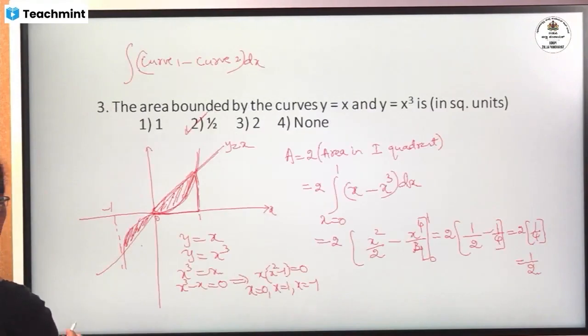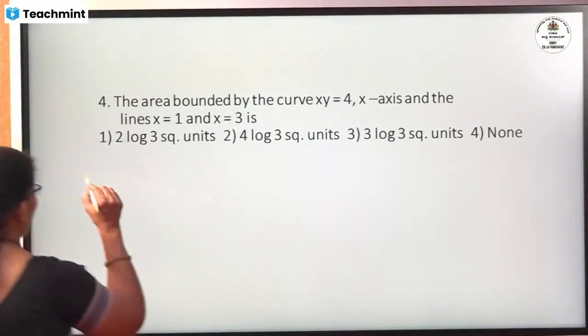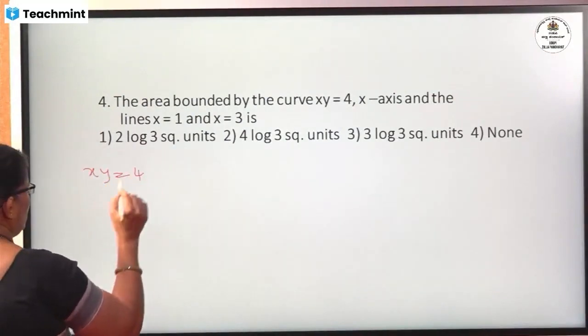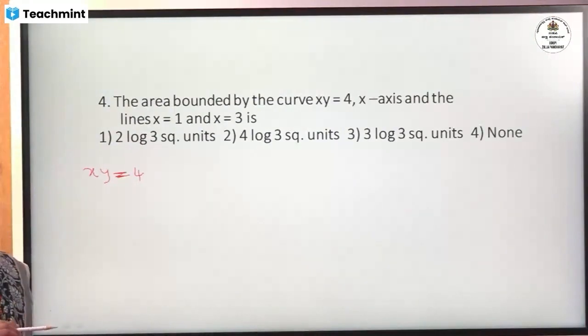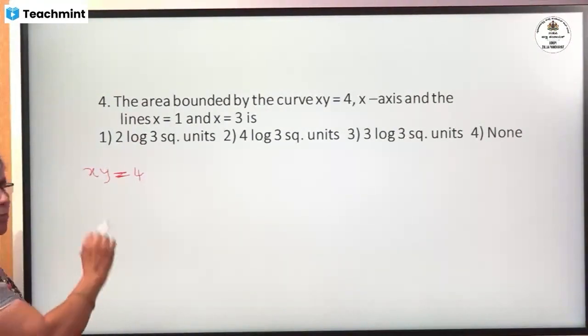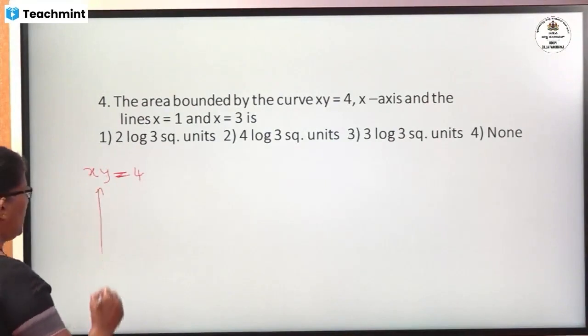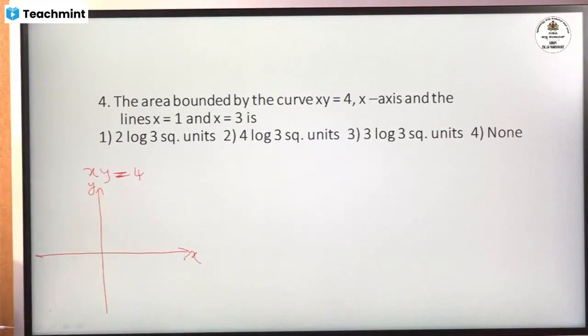So this is done. The area bounded by the curve xy = 4, the x-axis, and the lines x = 1 and x = 3. Now, if you look at xy = 4, can you see that the right hand side is positive? Therefore, either both x and y have to be positive or both x and y have to be negative. That means the curve lies in the first quadrant and in the third quadrant. No portion of the curve can be in the second or fourth.